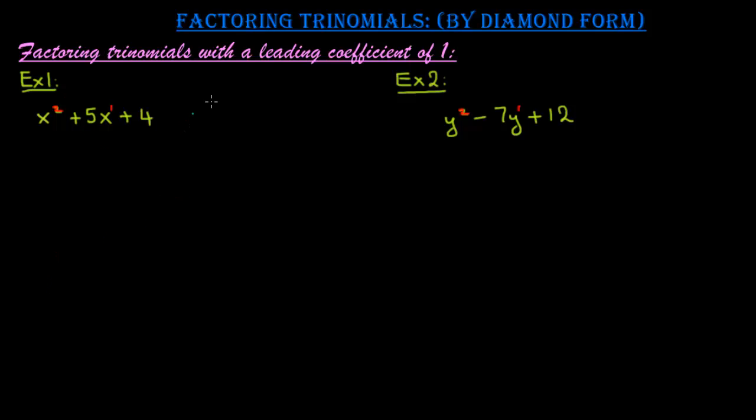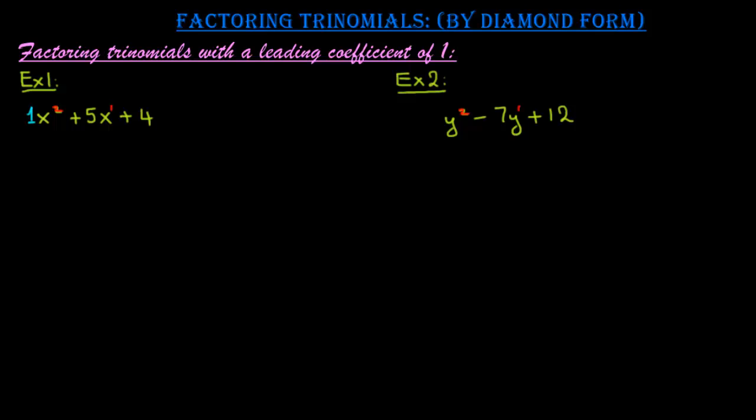Before we talk about how to solve it by diamond form, why is this called the leading coefficient of 1? First of all, a coefficient is the number in front of the variable, like 5 is a coefficient, or without a number, which means it is 1 in front of that variable. So that's the reason why it's called the leading coefficient of 1.